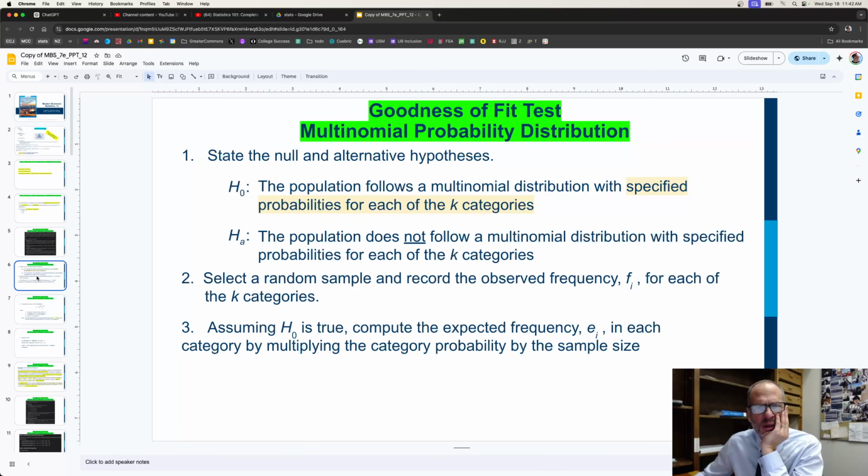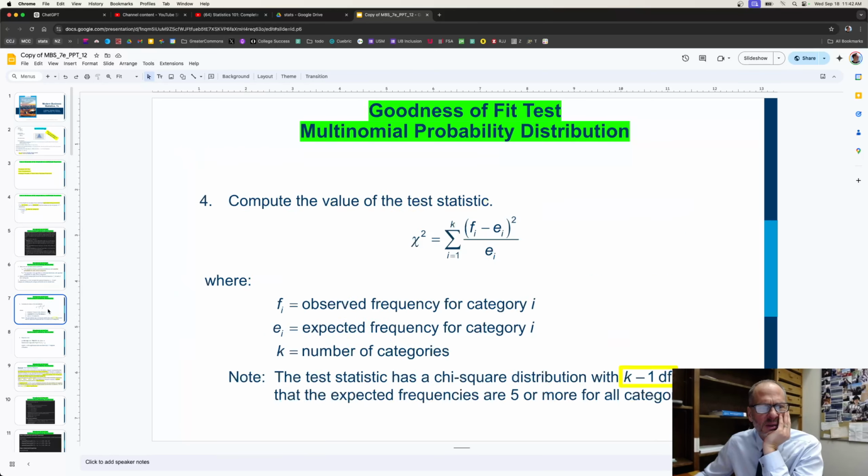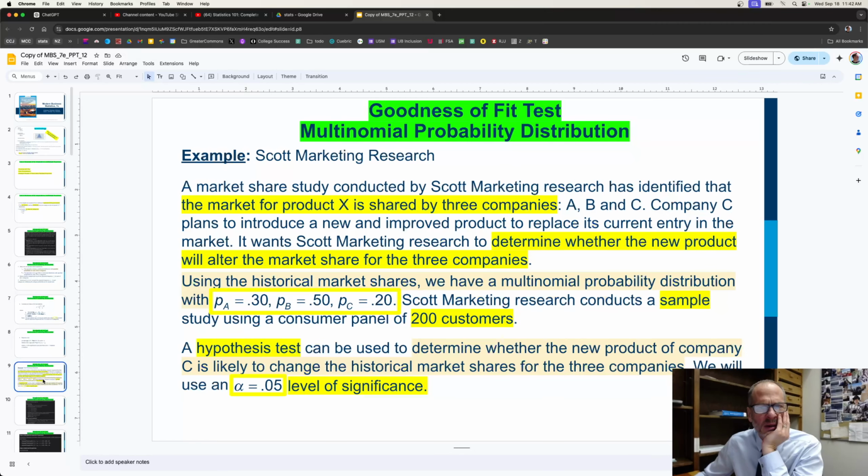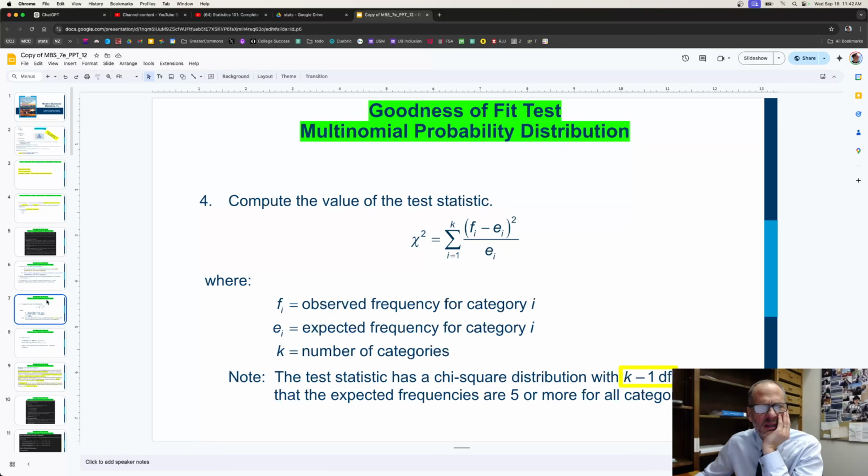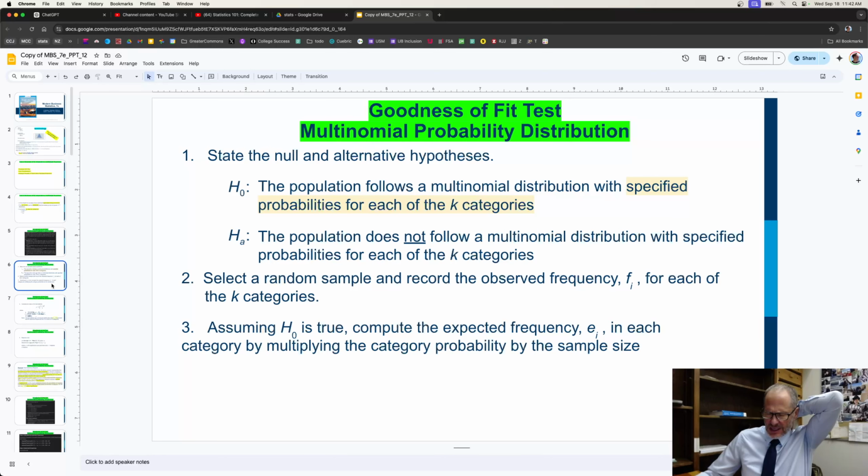Goodness of fit test, multinomial probability distribution. So we're going to get a little information about that, and then we're going to get here to this problem. So we have three slides of kind of like this is how you do it, and then we're going to get to the problem, and we're going to see that in action. So we'll just read through these, then we'll do the problem, and then we'll come back to these.